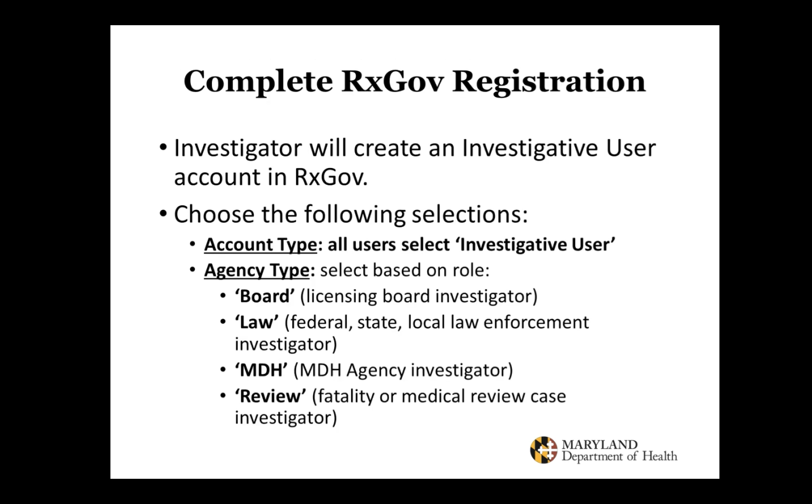You will create your own Investigative User account in RxGov. When making your account, you should choose the account type called Investigative User. You will then be asked to choose your agency type. You will choose the correct agency type based on your role. For example, if you're a licensing board investigator, choose board dash and then select the type of board that you're an investigator for. For law enforcement agencies, select law dash local, state, or federal.